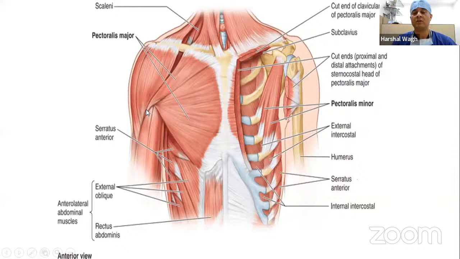On the right side, you can see the pectoralis major is lifted off, and you can see the pectoralis minor, which is attached to the third, fourth, and fifth rib, and goes and attaches to the coracoid process of the scapula. So these two muscles are what you're going to find in the front of the chest. As you come a little bit more lateral, beyond the lateral edge of the pectoralis major, you're going to have the serratus anterior.